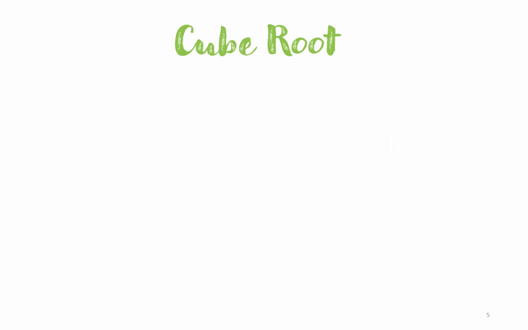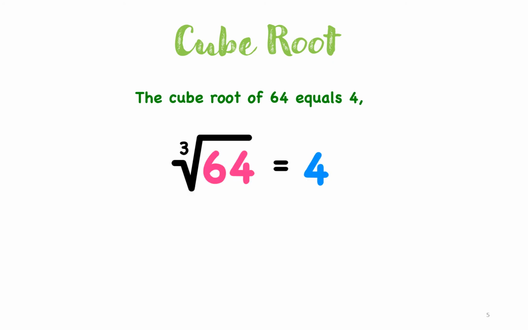Next, let us have a quick review. Ano nga ba yung cube root? So, a cube root, the cube root of 64 equals 4. So, paano ba isusulat ito? So, tandaan lang natin, ito yung radical sign natin. Mapapansin mo sa radical sign natin may nakasulat na 3. Bakit? Kasi nga cube, no? So, cube root ng 64 equals 4.